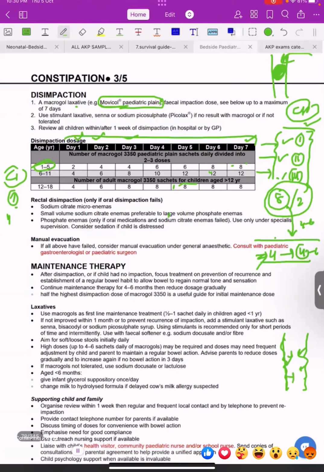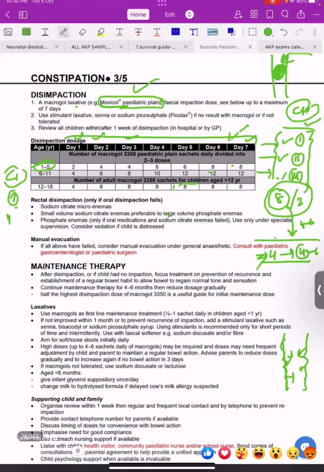All right, so this is basically the therapy for constipation: Movicol sachets. Usually in the exam, they do not ask you about the amount and how you are going to maintain. I am just giving you a little bit of concept of that, but basically that is Movicol.